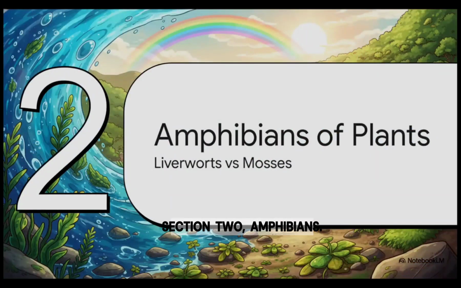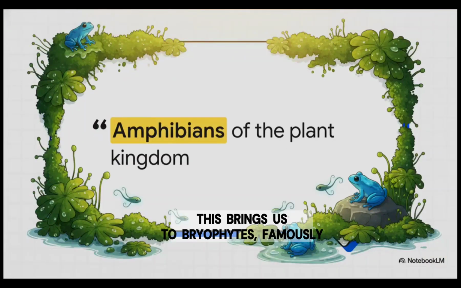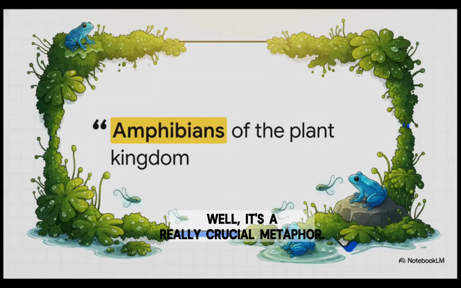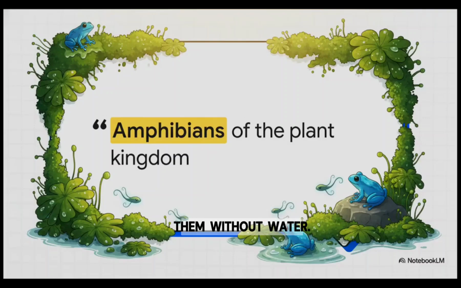Section 2. Amphibians, liverworts versus mosses. This brings us to bryophytes, famously known as the amphibians of the plant kingdom. Now, why that specific phrase? Well, it's a really crucial metaphor. They can physically live on damp soil, sure, but they absolutely require water. Why? Because their motile male gametes literally need to swim to the female to achieve sexual reproduction. It's a total deal breaker for them without water.